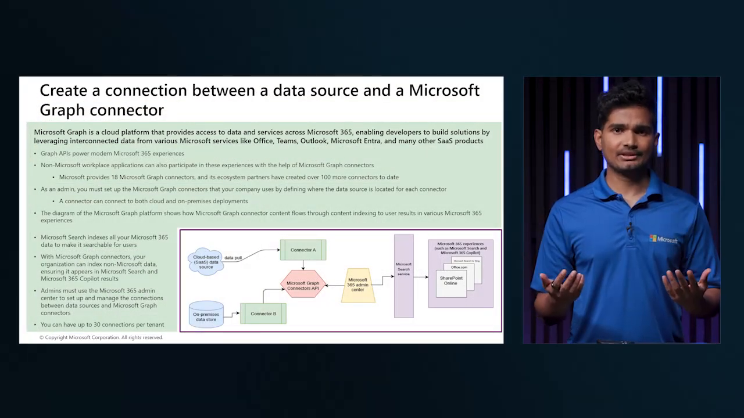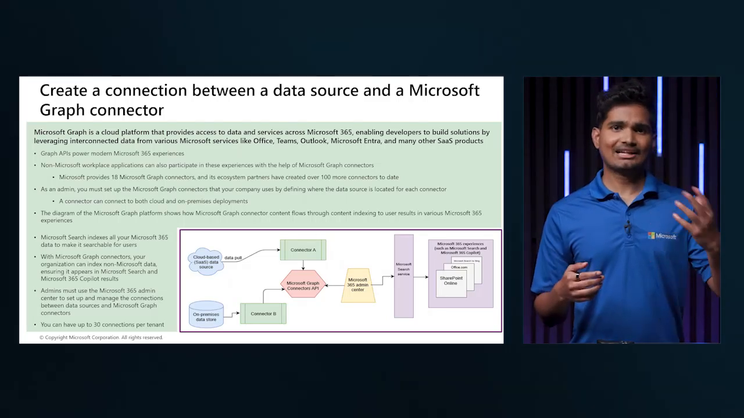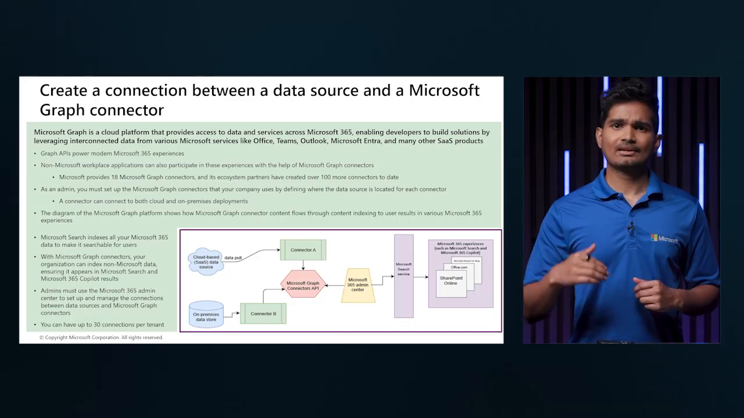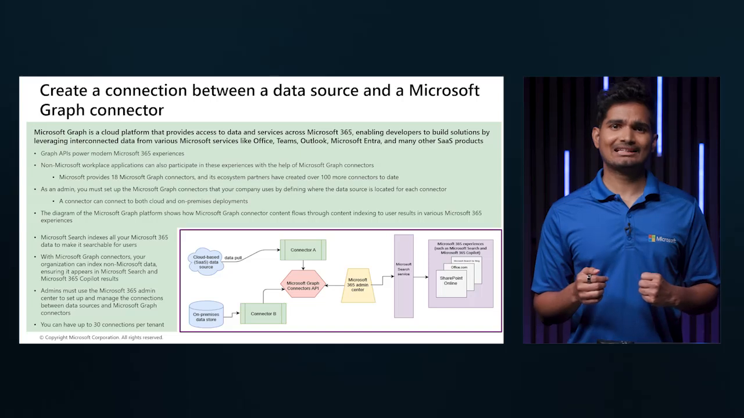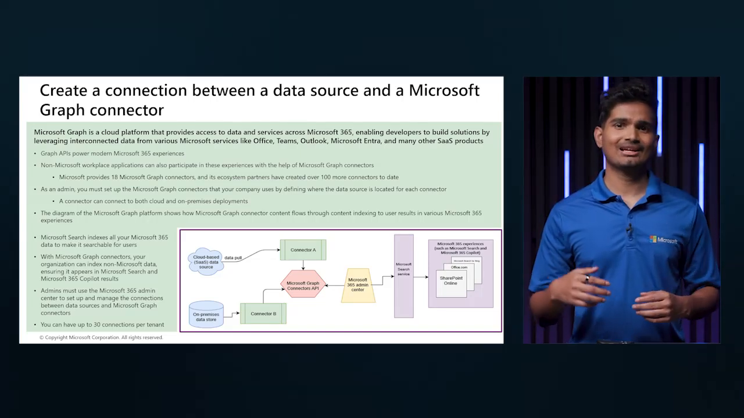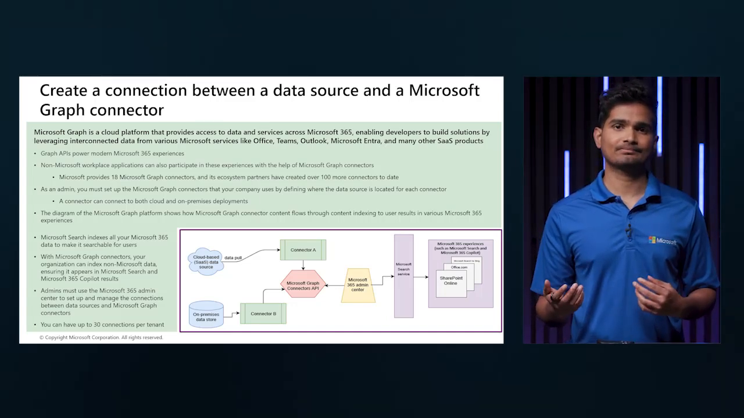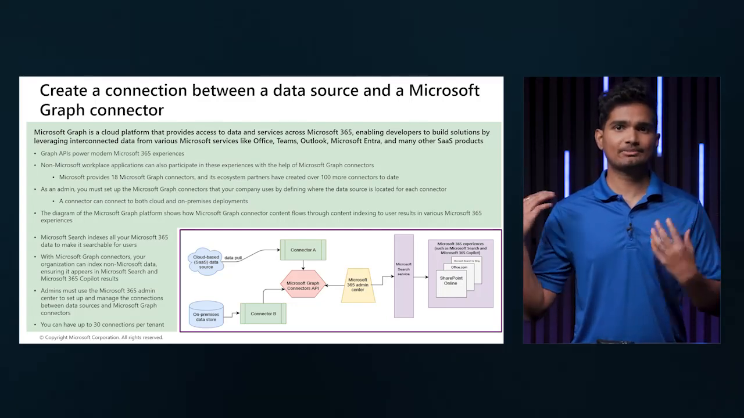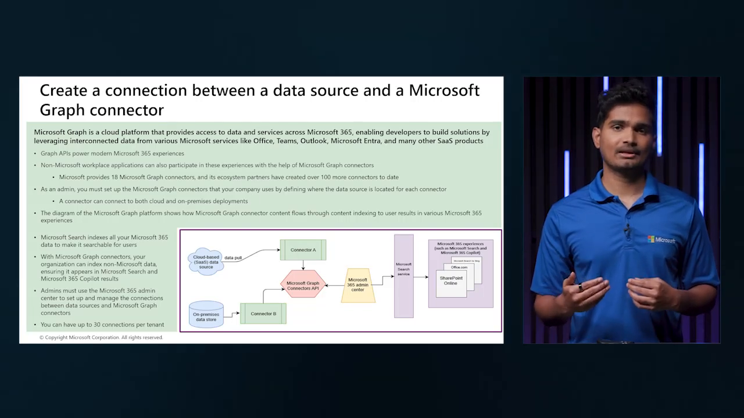As mentioned previously, Microsoft Graph is a cloud platform that provides access to data and services through Microsoft 365, enabling developers to build solutions using interconnected data from various Microsoft services like Office, Teams, Outlook, Microsoft Entra, and other SaaS products. Graph APIs power modern Microsoft 365 experiences by providing access to integrated data and services.